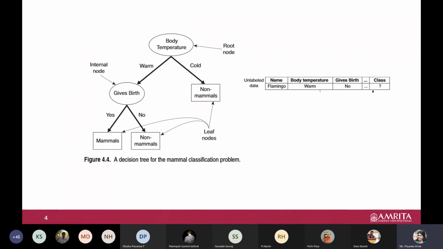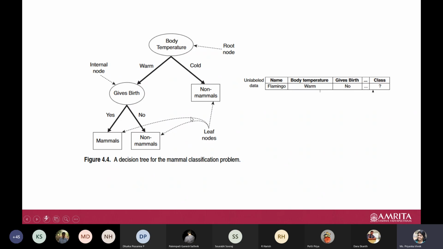Okay, so we saw one or two examples. Given a decision tree, how would you predict? Say an unseen sample has arrived, and you had training data and built a decision tree. Now, when you get an unseen sample, which is a query sample or a test sample, how does it predict? For example, in this case, if body temperature is warm, it goes to this branch, and then gives birth is no. So it predicts the class label as non-mammals.